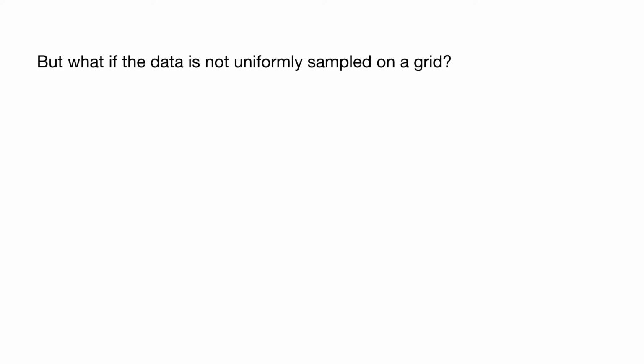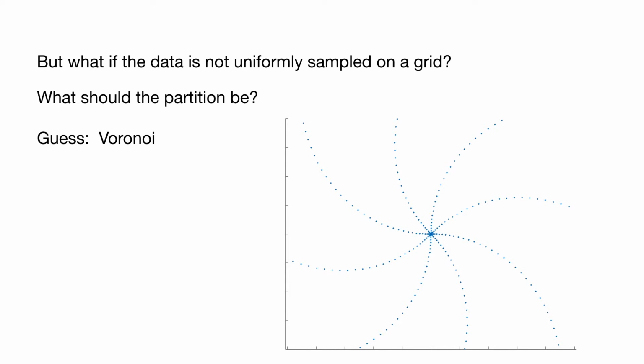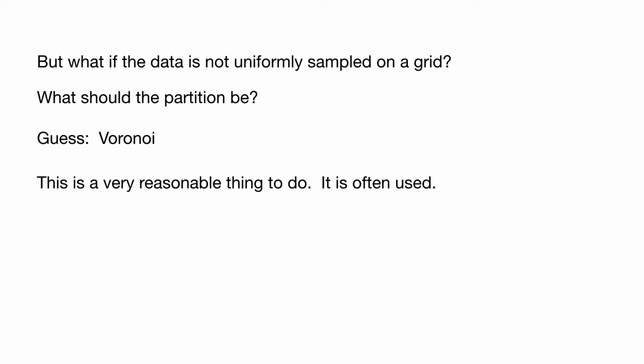But what if the data is not uniformly sampled on a grid? A common set of samples is a spiral readout, like shown here. In this case, what should the partition be? One guess is the Voronoi partition, like seen here. Now, that is a very reasonable thing to do, and it is often used with good results. The question we try to answer is, can we do better?